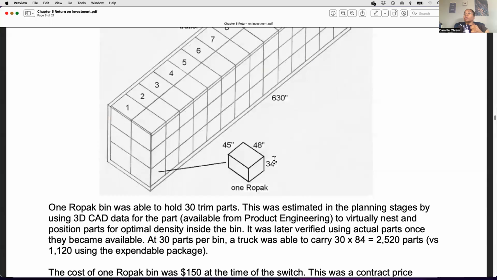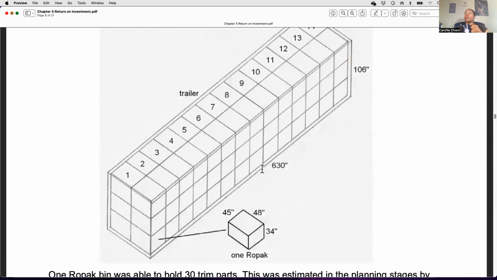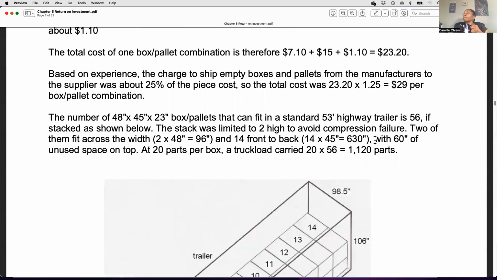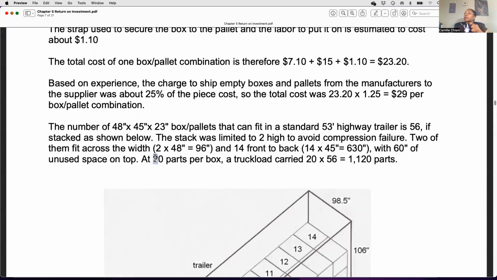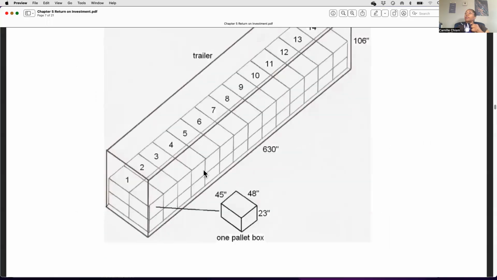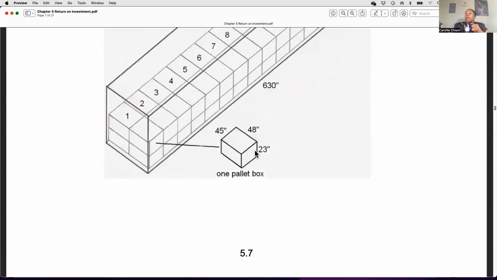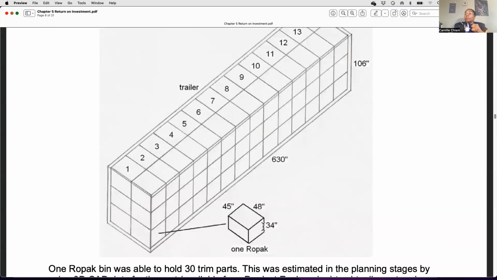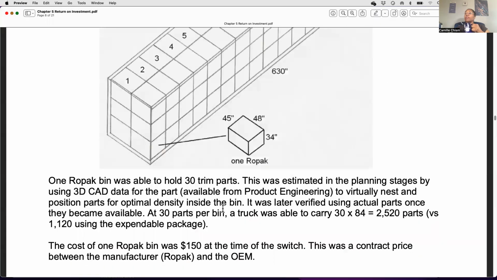Besides the fact that you're going from 23 inches to 34 inches, the 23-inch one held 20 parts. Go back up here. At 20 parts per box, right? So this only held 20 parts because it's about 9 inches shorter. Now that you've got the taller bin of 34, you can now put 30 trim parts in here.